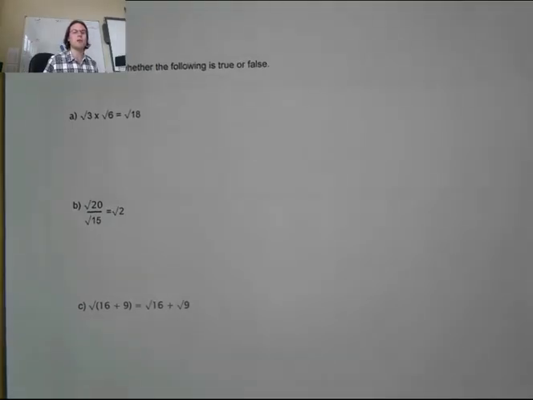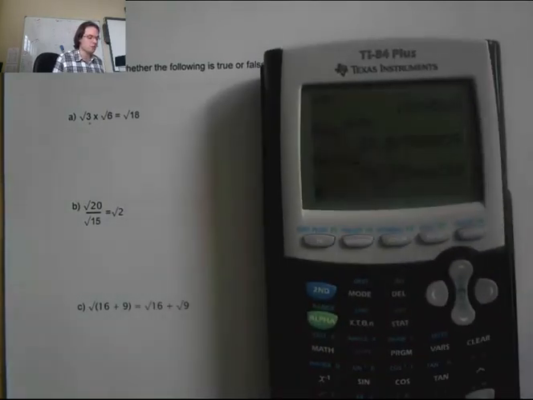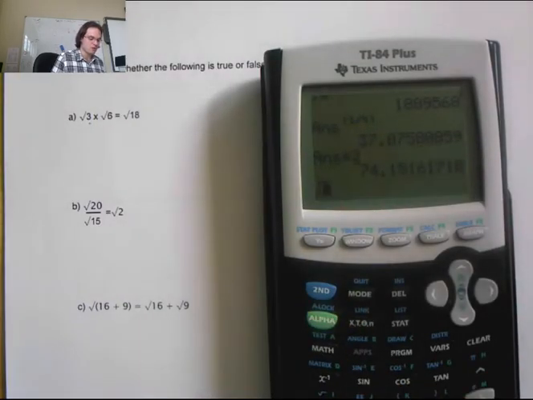So now it says to state whether the following is true or false. Well, I look at this here. We could test in my calculator. Let's try it out. So we have square root 3 multiplied by the second square root of 6.